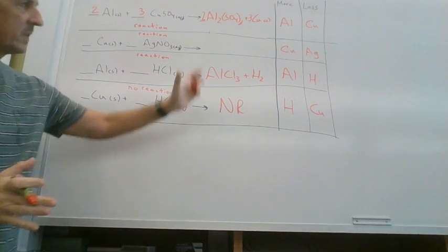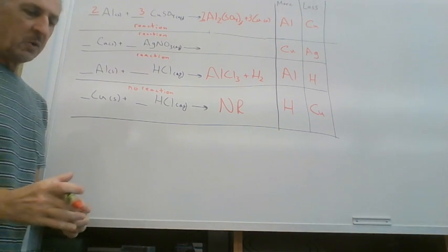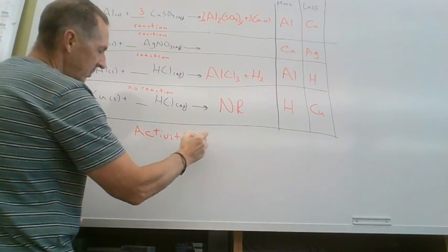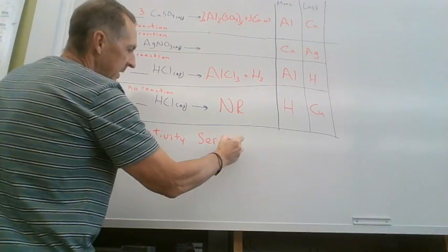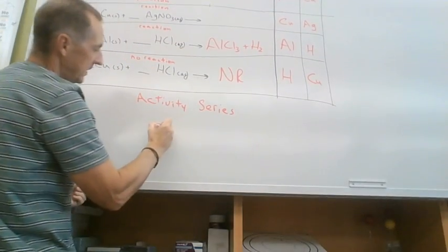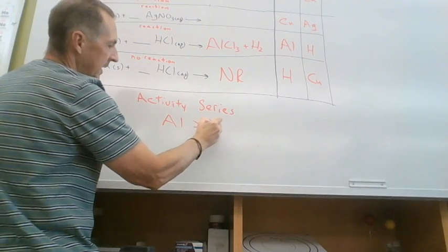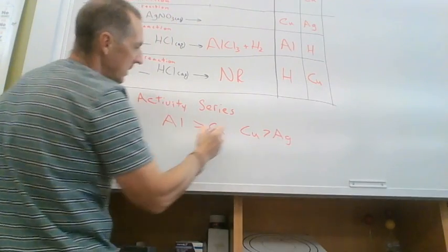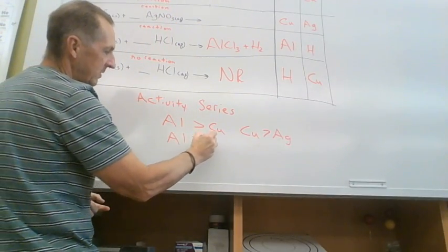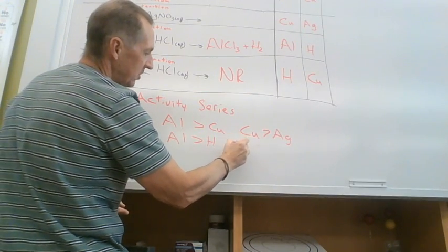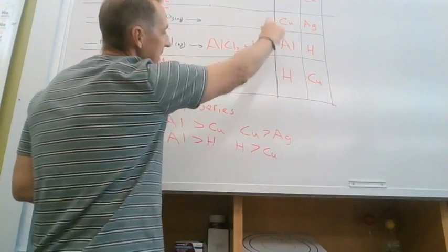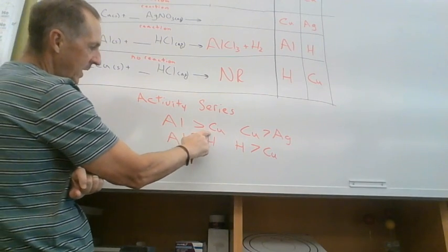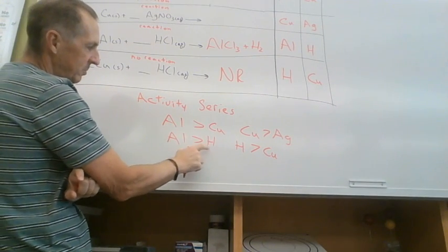And now what you're trying to do with this data is make an activity series, which is a list from the most active metal to the least active metal. And so with the data we've collected here, we know that aluminum is more active than copper. We know that copper is more active than silver. We know that aluminum is more active than hydrogen. And we know that hydrogen is more active than copper, right? So what we want to do is look for whoever is the most active, and aluminum is more active than copper. Aluminum is more active than hydrogen.